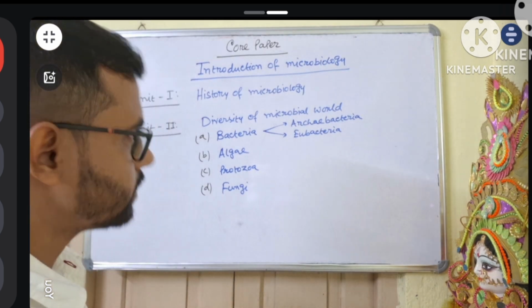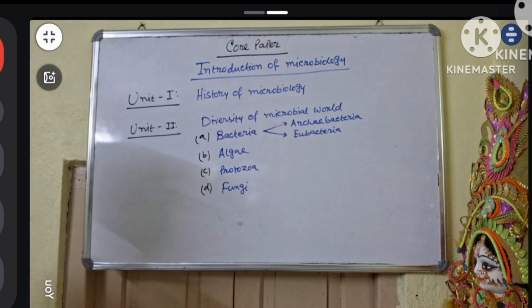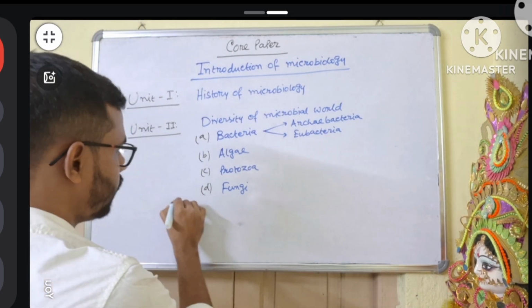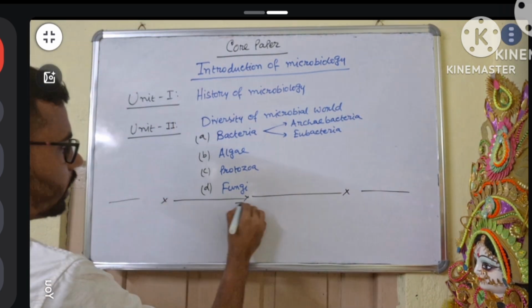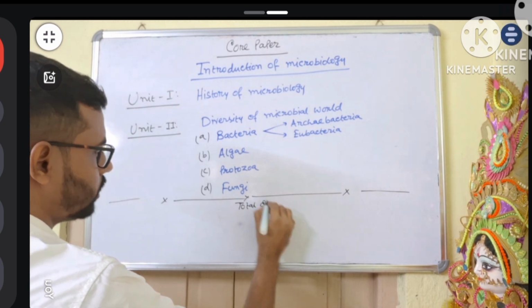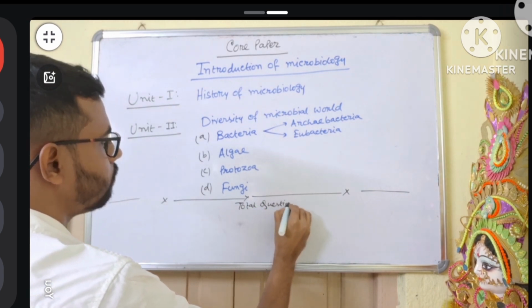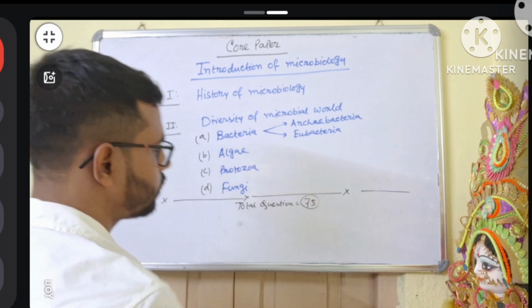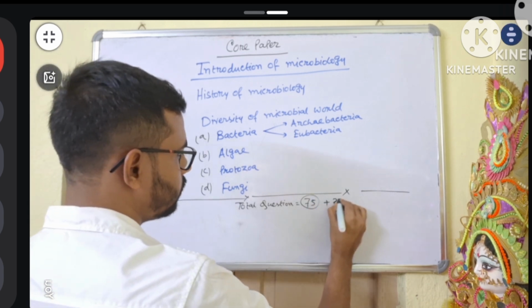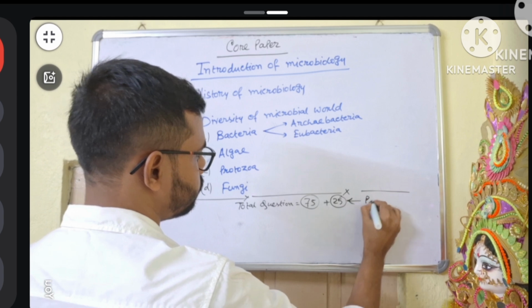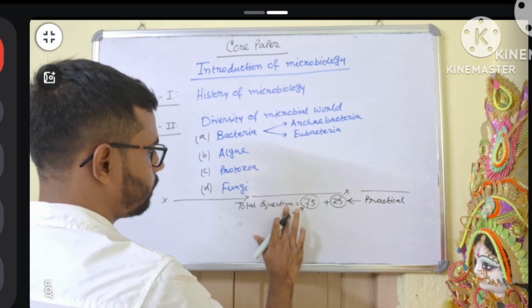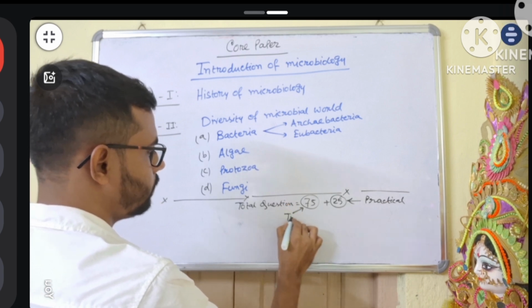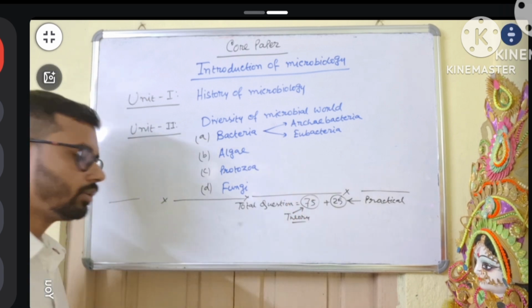Calcutta University and other universities have the same syllabus for the Introduction of Microbiology core paper. From this paper, 75 marks of questions are asked in the final paper. The total question paper is 75 theory and 25 practical. Theory paper 75 and practical paper 25.